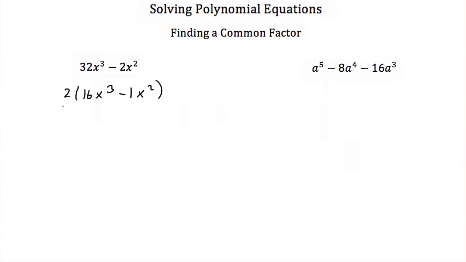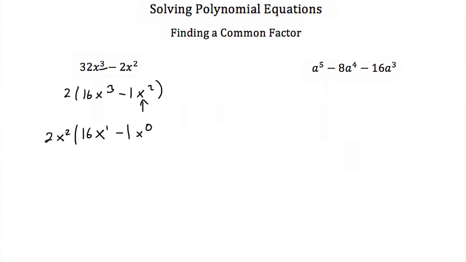But the 2 is not the only thing that we can take out. This x squared, since our first term is an x cubed and greater than x squared, this x squared is also a common factor. So we can factor out this x squared. So if we do that, we get 2x squared on the outside, and then we'll have 16 times x, because if I take an x squared and multiply it by x to the first, I'm going to get an x to the third. And then we have a minus 1, because if I take out an x squared from an x squared, we'd end up with an x to the 0.